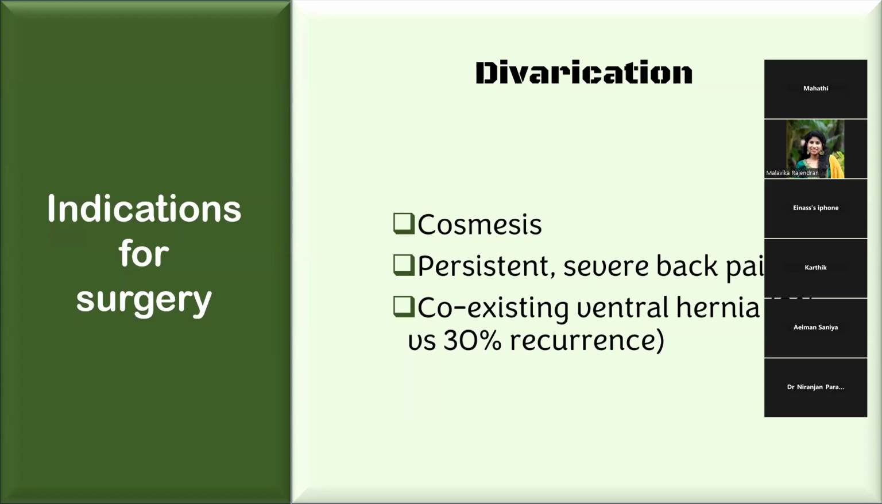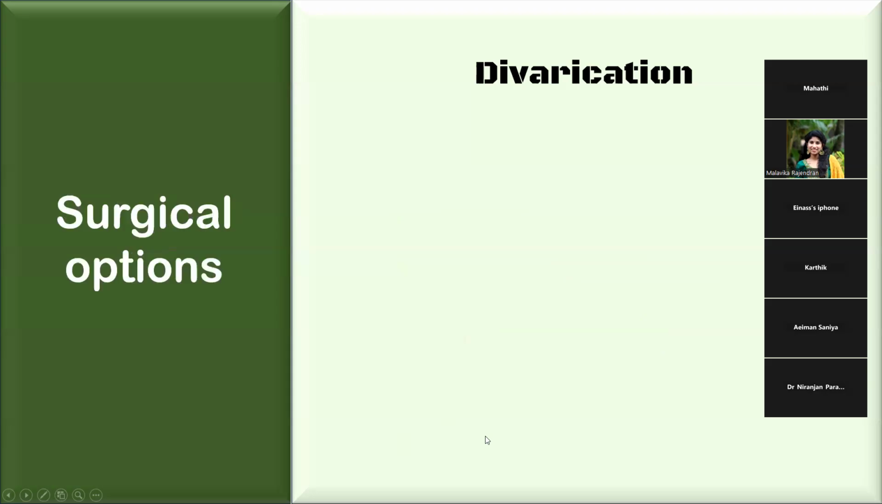But I put it first there because if you look at the data of divarication repair, most of the time it is cosmesis. It's not done for severe back pain or coexistent ventral hernia. Most of the time it's done for cosmesis. And so that's why I put it first. But if you look at it logically, I think you should have a good period of conservative treatment before you recommend surgery for cosmesis.